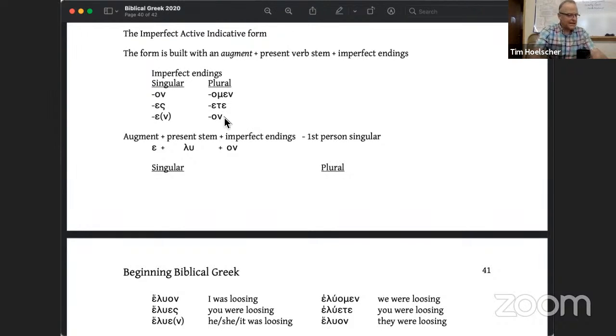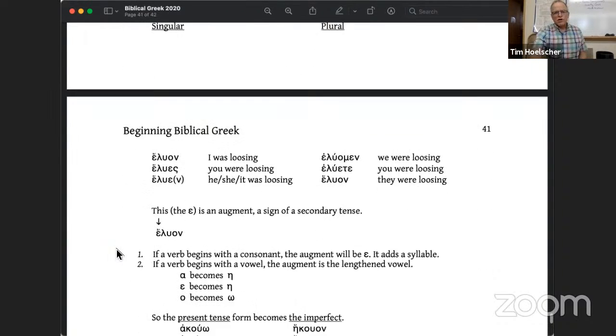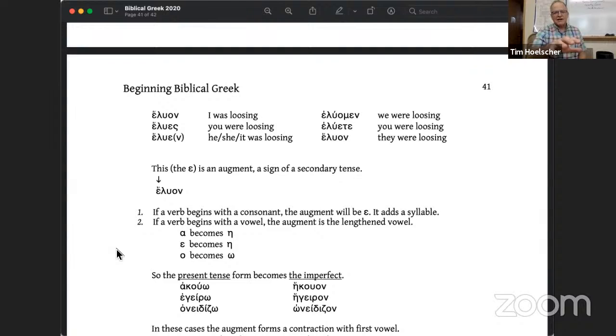So you can see the example, and this is really largely right out of our book. With the augment here, we're simply adding an epsilon to the beginning of the word. So in the same way that we form past tense by adding an ed, normally in English, they're putting an augment at the beginning of the stem out there. So you have the examples down there of luo, eluon, elues, elue, and so on. And so the augment is the epsilon.